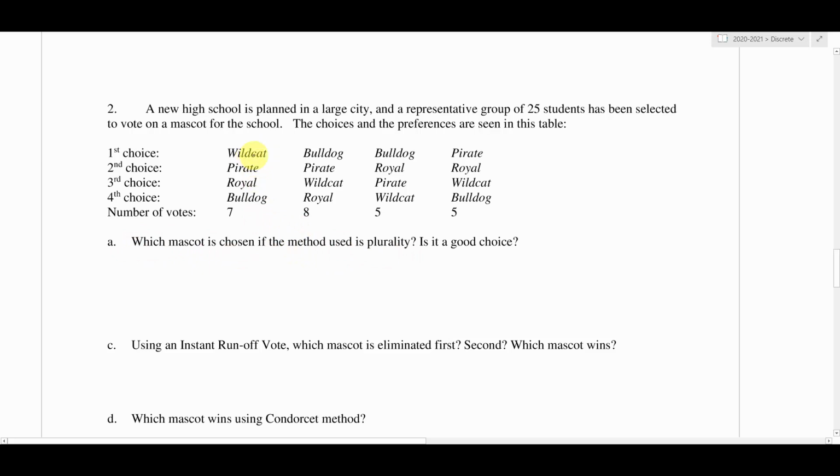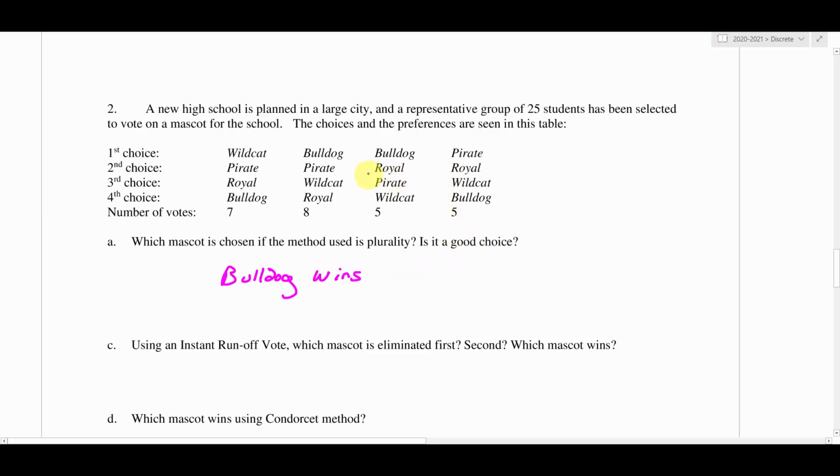So if we look here, Wildcat got 7 votes, Bulldog gets 8 and 5, so that's 13, and then Pirate gets 5. So Bulldog wins plurality. Right, and then the question is, is it a good choice?